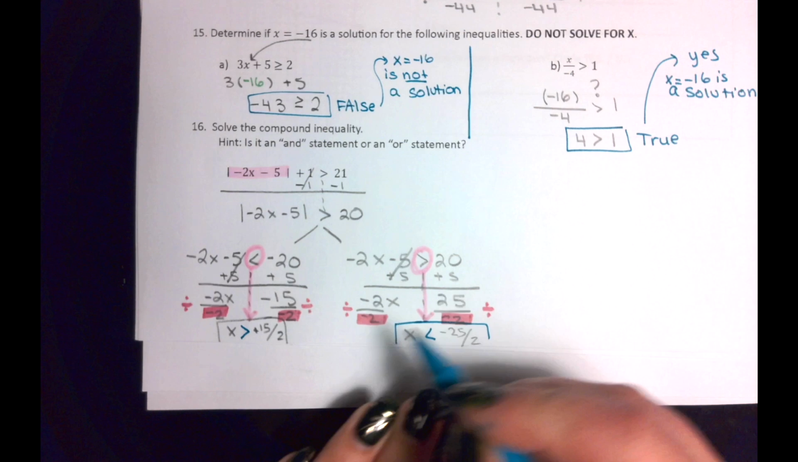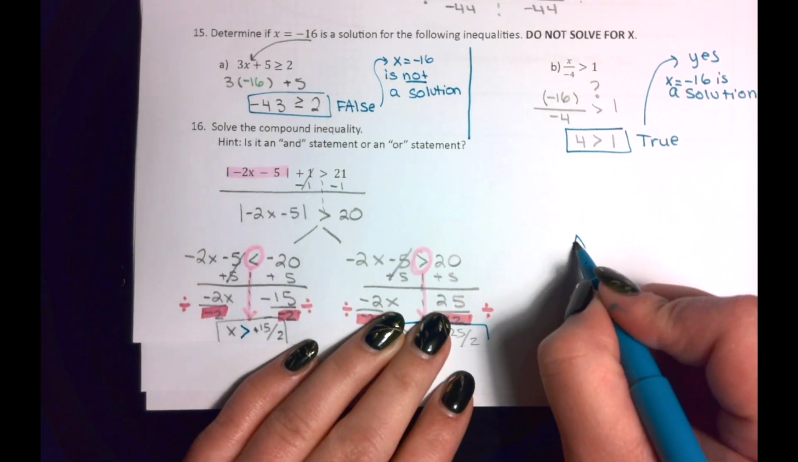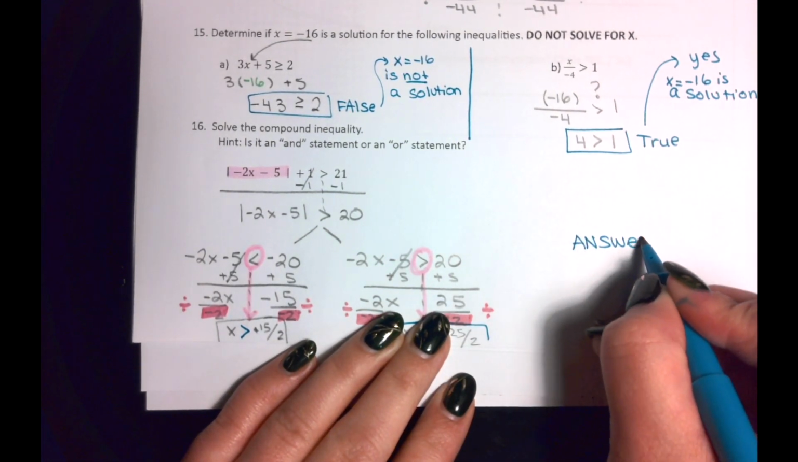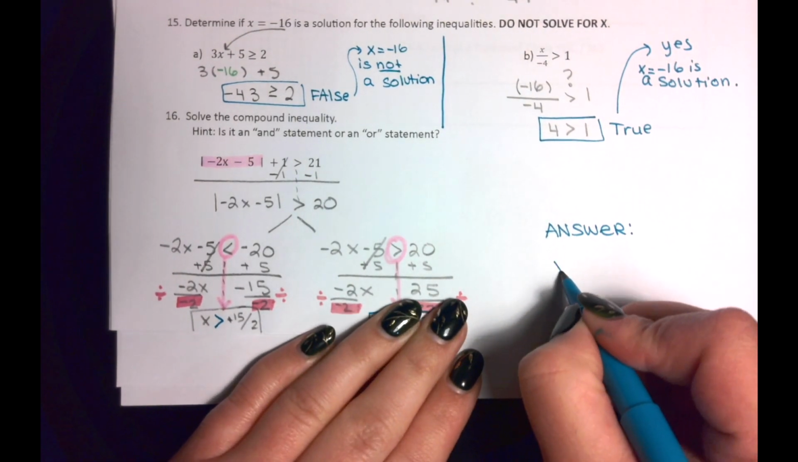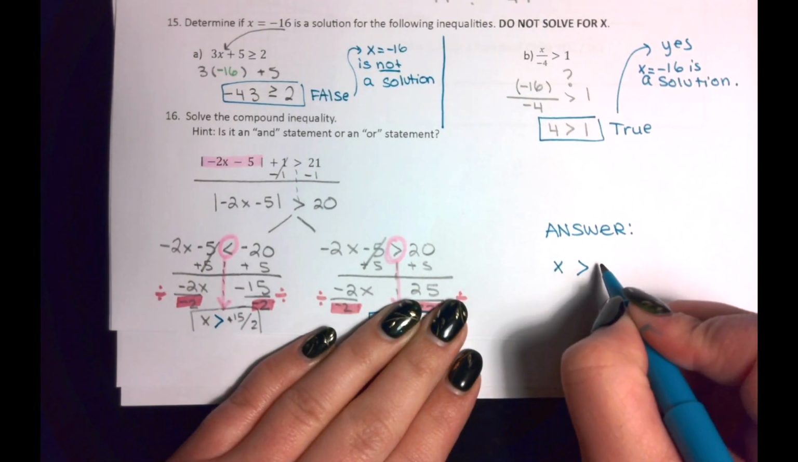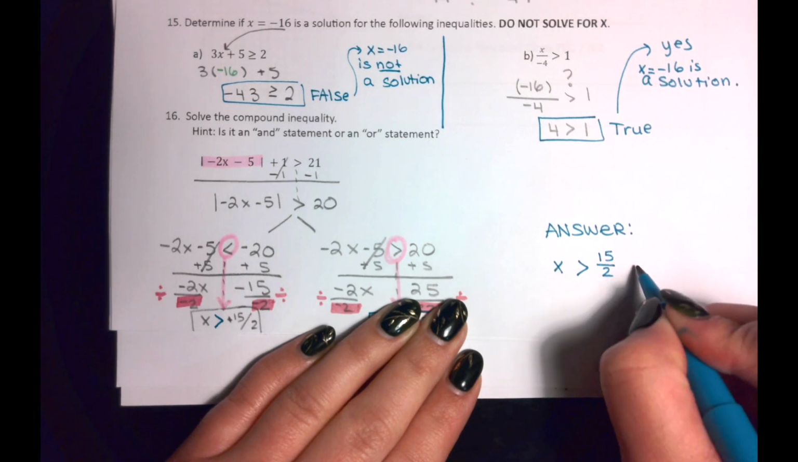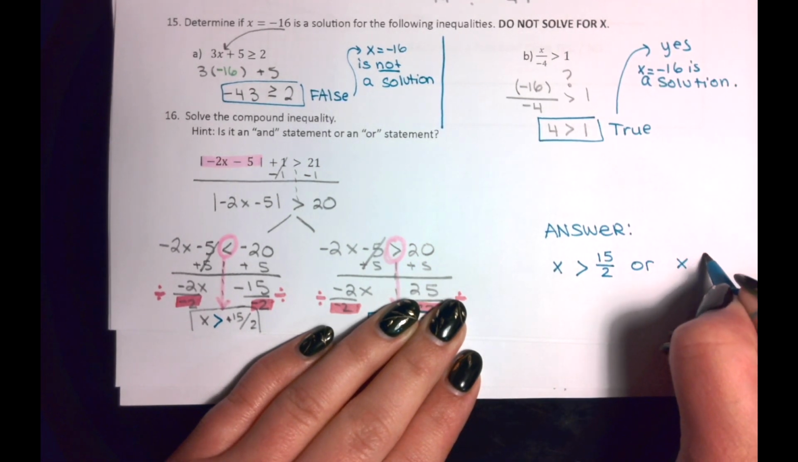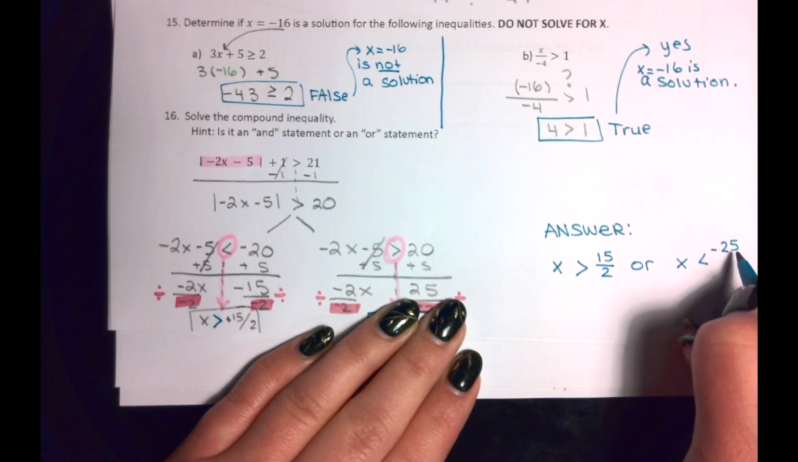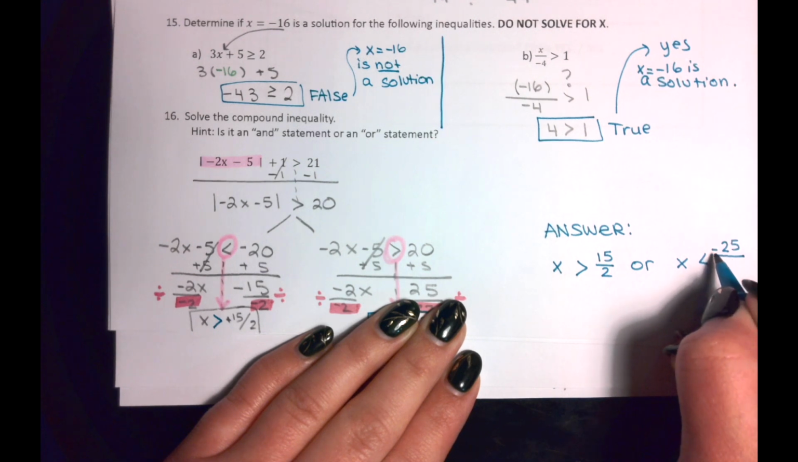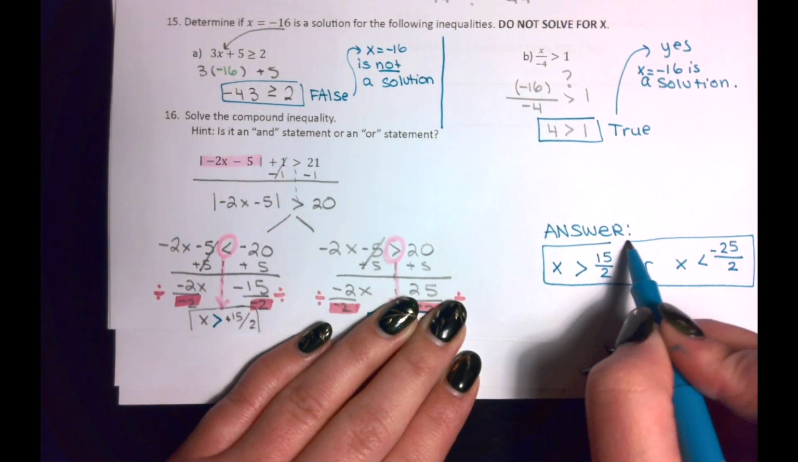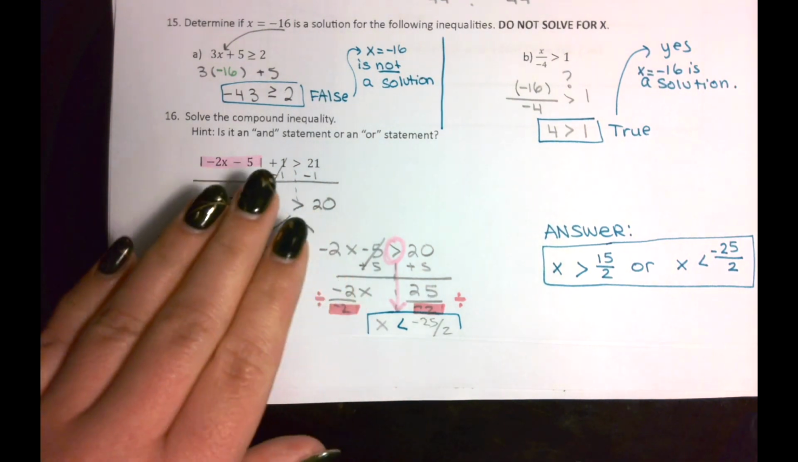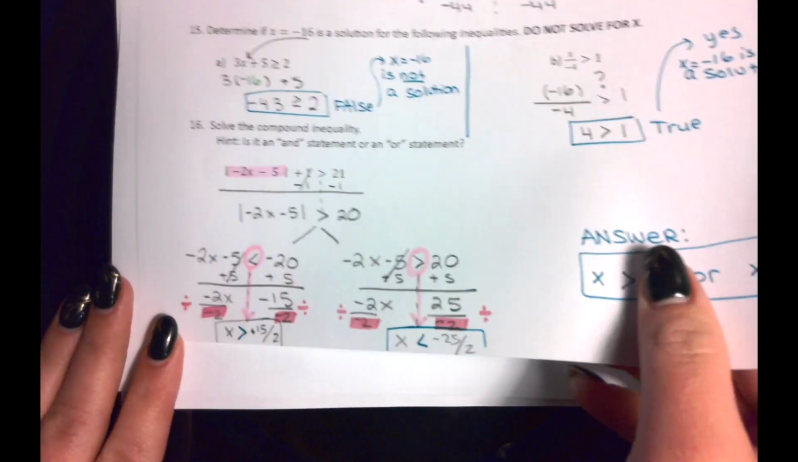Now when you write your answer, if it's an or, you have to write or. If it's an and, you have to use the proper notation. So x is greater than positive 15 over 2, or x is smaller than negative 25 over 2. 25 halves. All right, that's your answer. Let's see if we have any more questions. We do. Just a couple more, beautiful people.